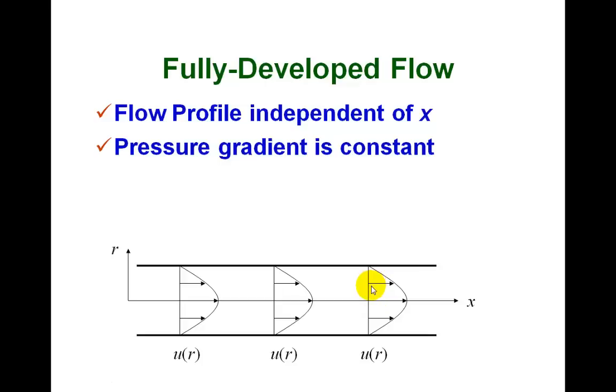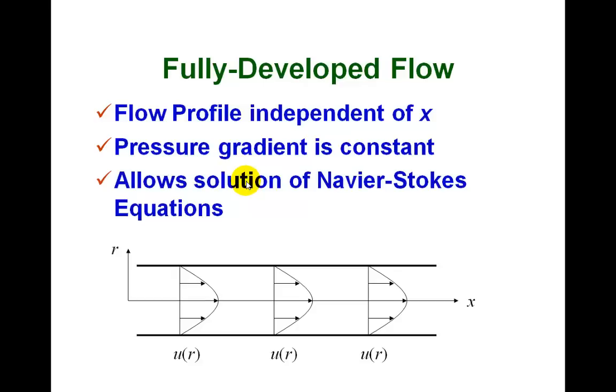This, as we see, will drive the condition that the pressure gradient in the flow field is constant, doesn't change with position. And the simplifications that come about to the Navier-Stokes equation in the case of fully developed flow mean that we can solve the Navier-Stokes equation for a laminar flow situation. So that's what we'll do next.